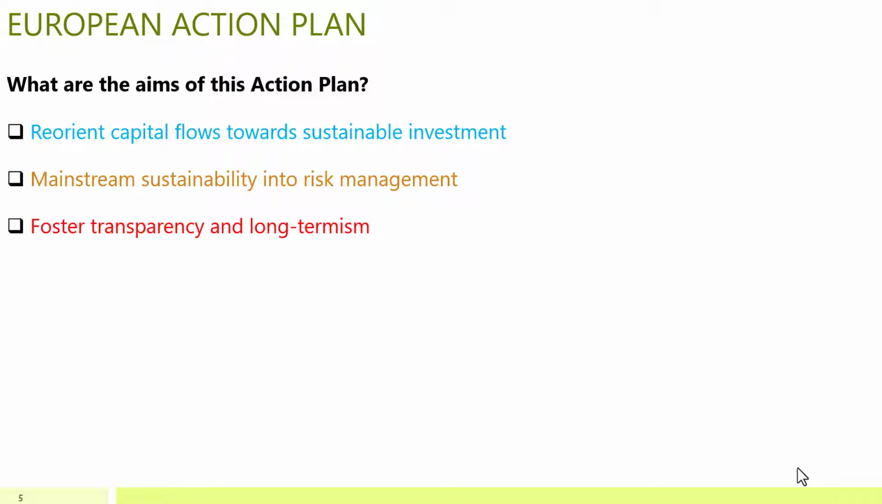The first one is to reorient capital flows into sustainable investments. Then the second one focuses on sustainability and risk management. And finally, we have the idea or concept of transparency and long-termism. And each of these aims has different actions defined. So let's have a look at the actions.